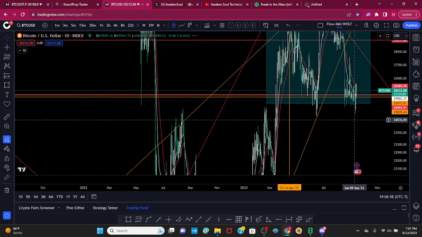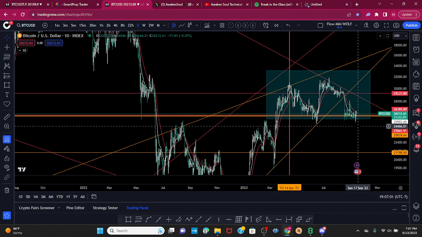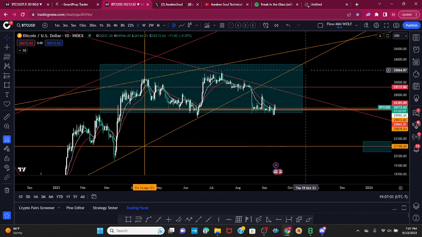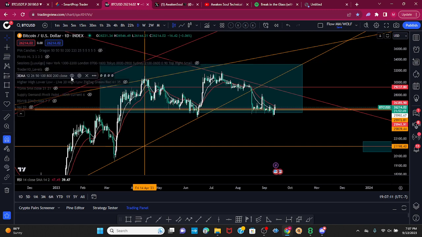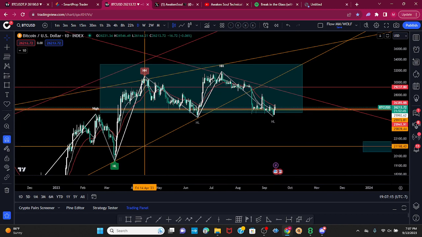So now that this is my contraction phase on the daily, let's just focus, right? Let's see, what is this contraction phase telling us? What do you see? Sometimes I have to turn on my higher high, lower low, great indicator that I love. So off the bat, what do we see?